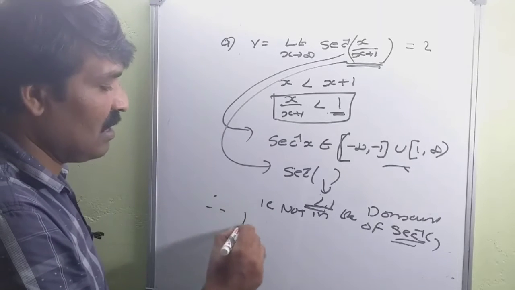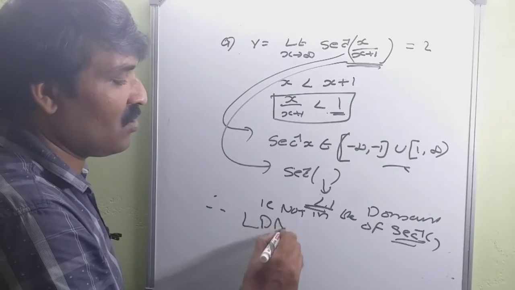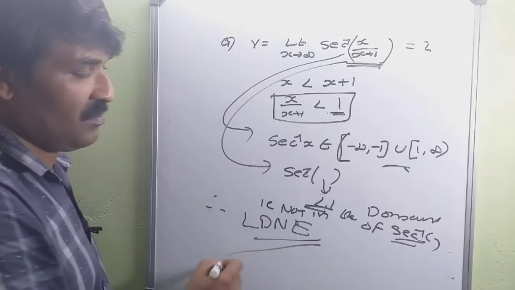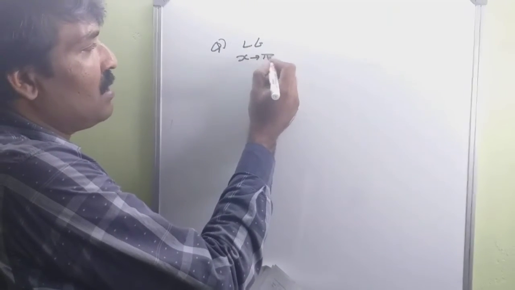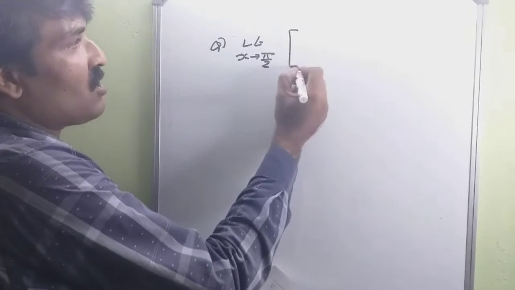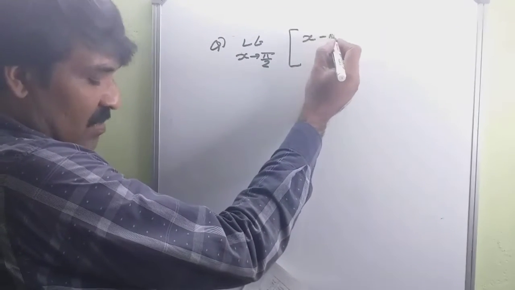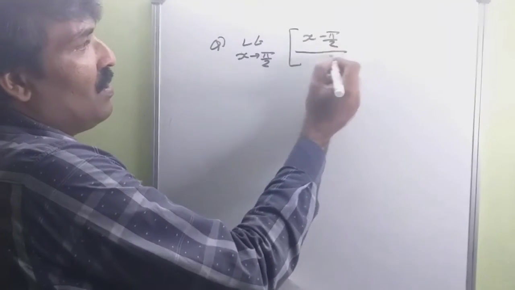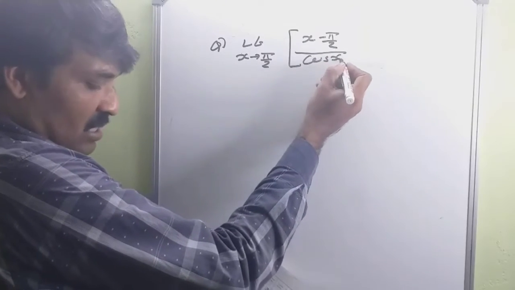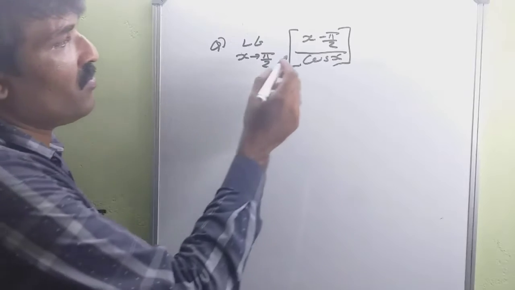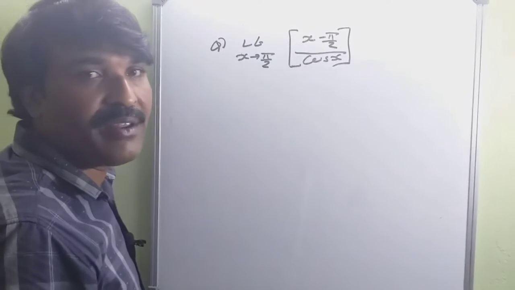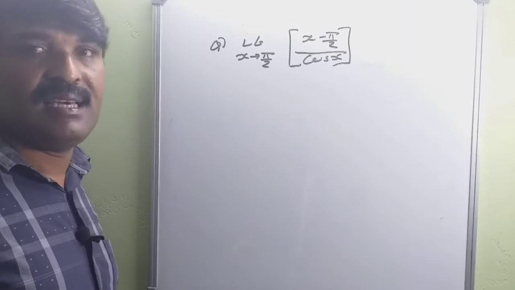Therefore, limit does not exist. Next: limit x tends to pi by 2, greatest integer function of x minus pi by 2 divided by cos x. Now, for the greatest integer function, we have to find both RHL and LHL.